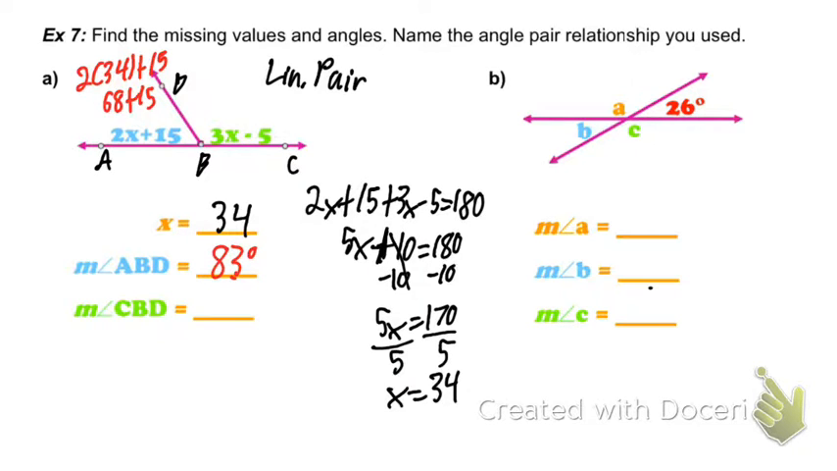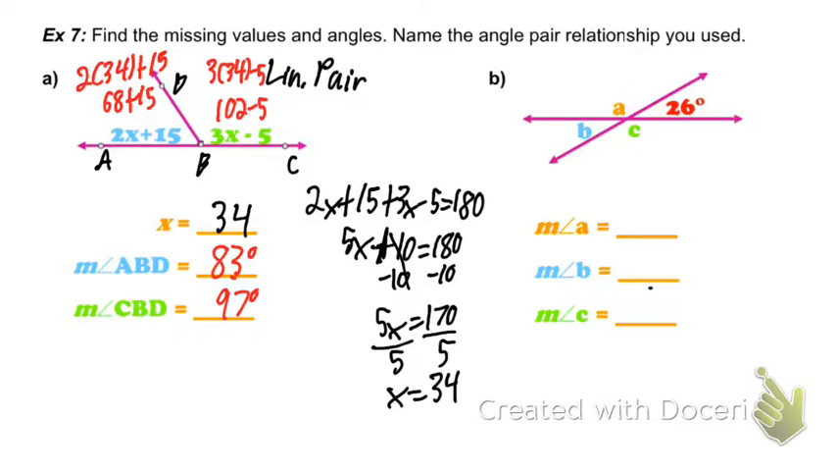Plug back in over here on the right side. 3 times 34 minus 5. 3 times 34 is 102. 102 minus 5 is 97 degrees. One thing we should notice about these two angles is they add up to 180. 83 and 97 add to 180. That's a good sign.